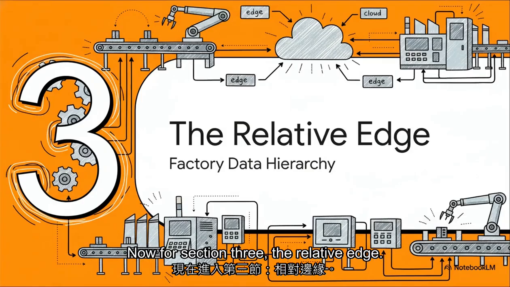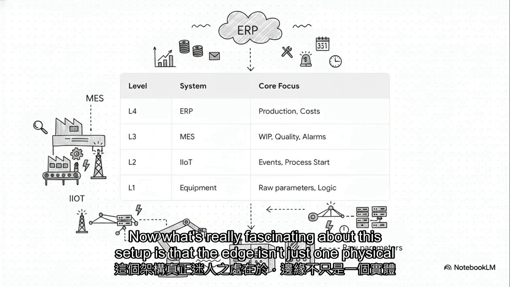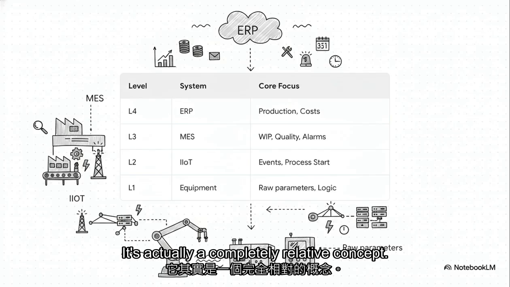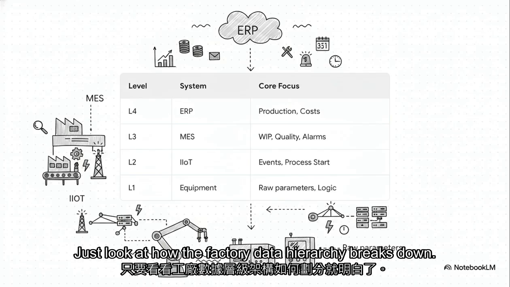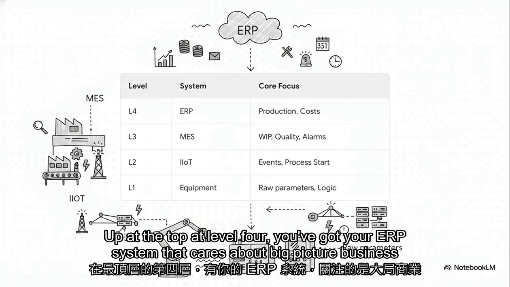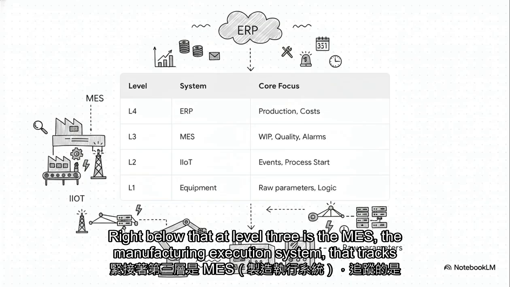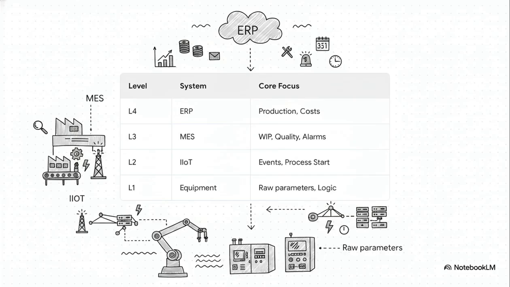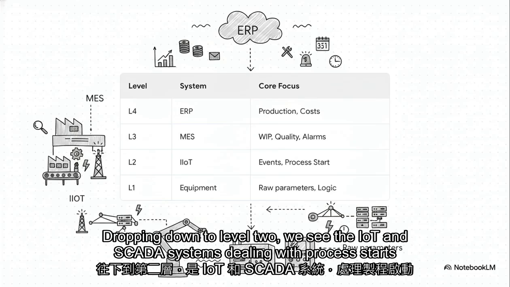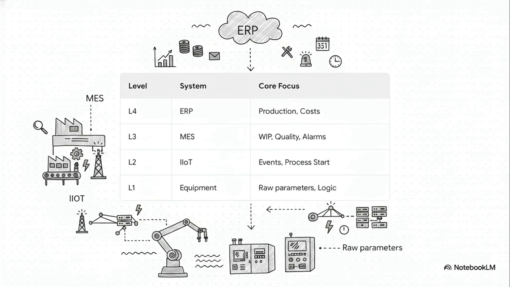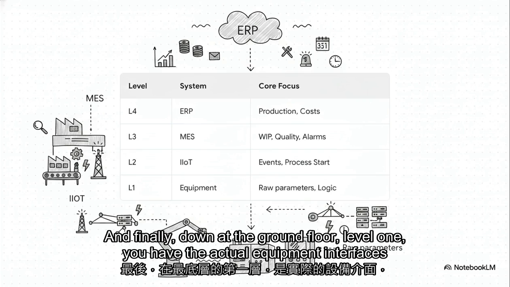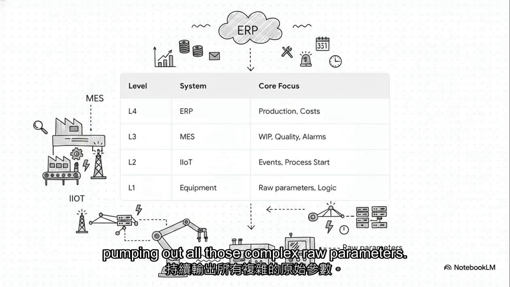Now for Section 3, the relative edge. Now, what's really fascinating about this setup is that the edge isn't just one physical box sitting next to a conveyor belt. It's actually a completely relative concept. Just look at how the factory data hierarchy breaks down. Up at the top at level 4, you've got your ERP system that cares about big picture business metrics like production progress and material loss. Right below that at level 3 is the MES, the manufacturing execution system, that tracks work in progress times, quality control, and machine alarms. Dropping down to level 2, we see the IoT and SCADA systems, dealing with process starts and high-frequency data. And finally, down at the ground floor, level 1, you have the actual equipment interfaces pumping out all those complex raw parameters.